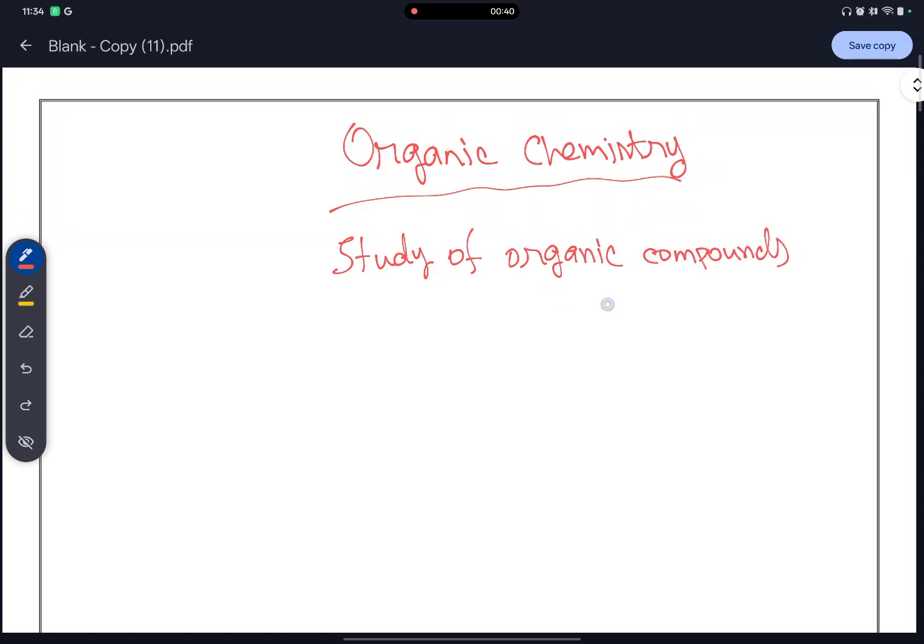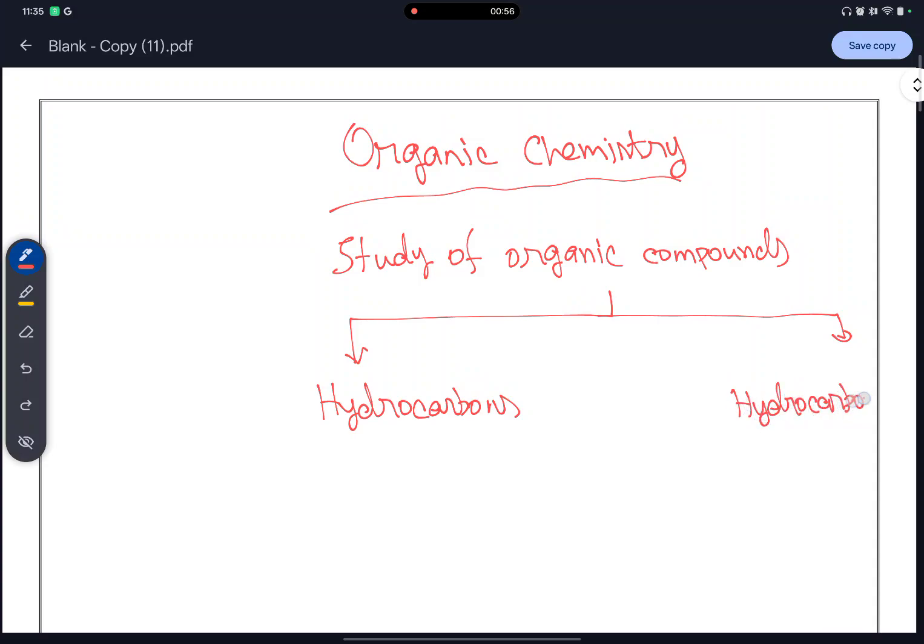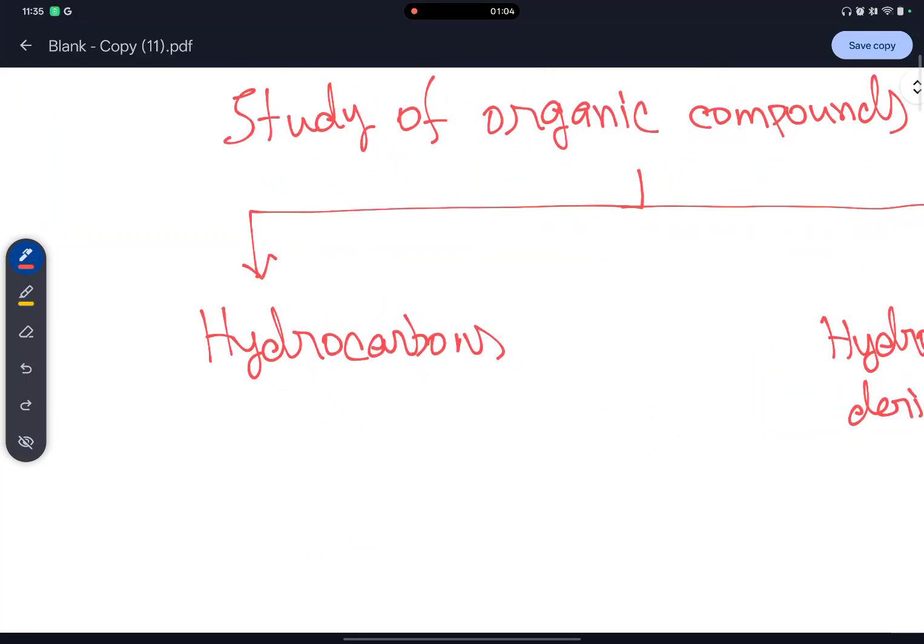Now, what are organic compounds? Organic compounds are basically two types. First one will be hydrocarbons and second one will be hydrocarbon derivatives. Now, a hydrocarbon is basically any compound that is made out of only carbon and hydrogen and nothing else.